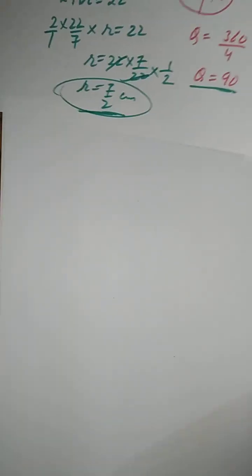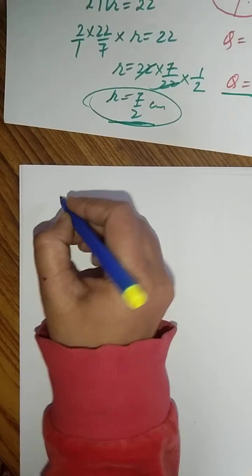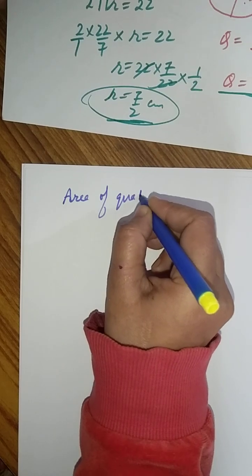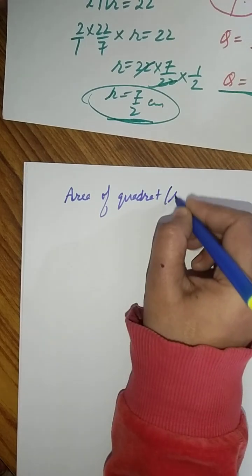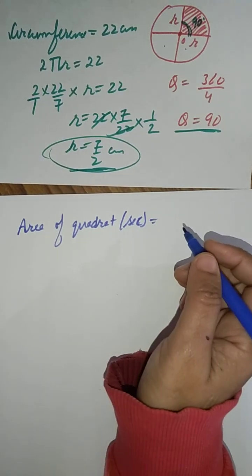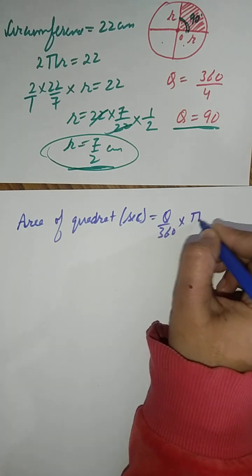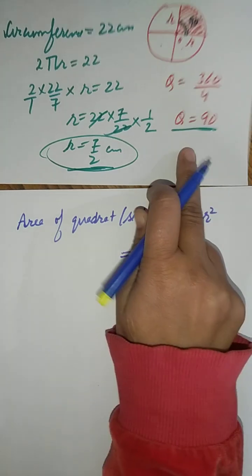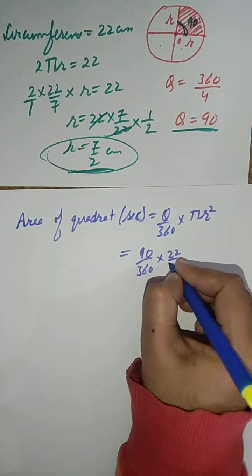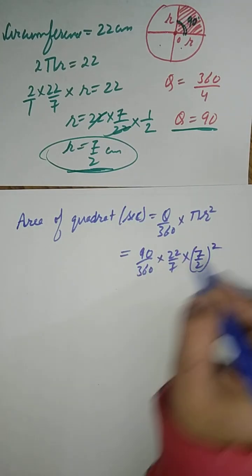Next we are going to find the area of quadrant. Area of quadrant, or you can write here sector also, because quadrant is actually a sector. So just apply the formula here. It is theta upon 360 into pi r square. Theta is 90 degree, we have calculated, upon 360 multiply 22 upon 7 into r square, and we have calculated r also, that is 7 by 2 whole square.